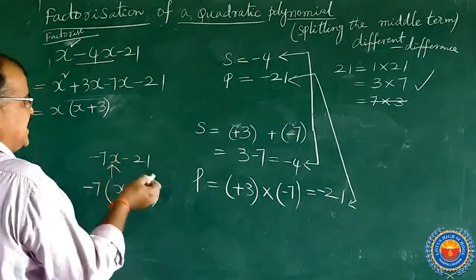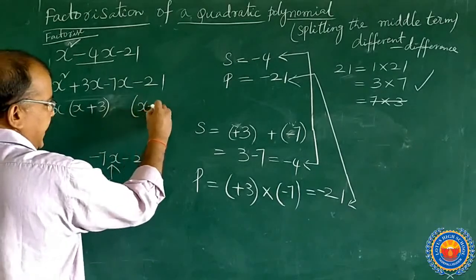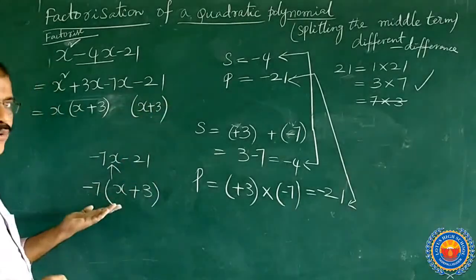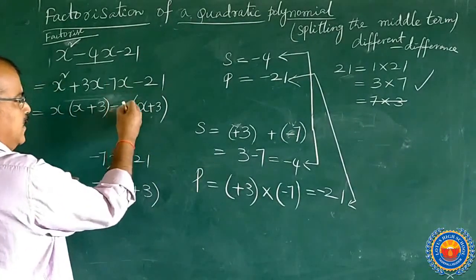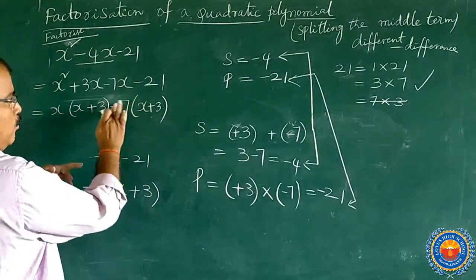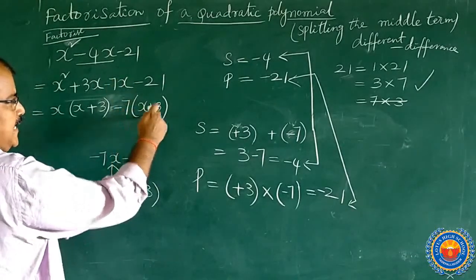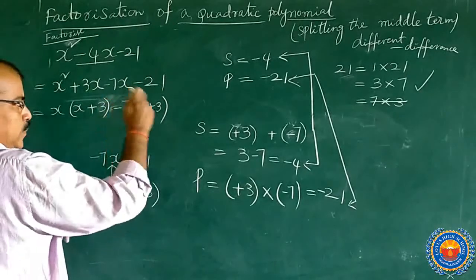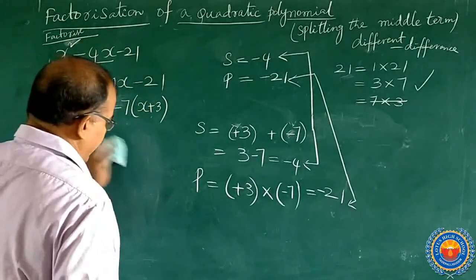So instead of that, directly I am doing here x plus 3, and here also I will get x plus 3. Like that I am doing. Now check minus 7. Minus 7 into x is minus 7x. Minus 7 into plus 3 is equal to minus 21. Once again you check.